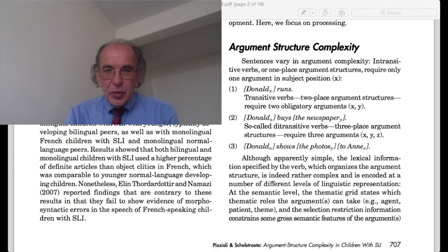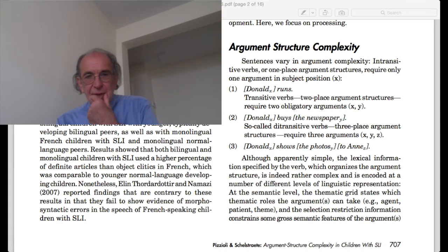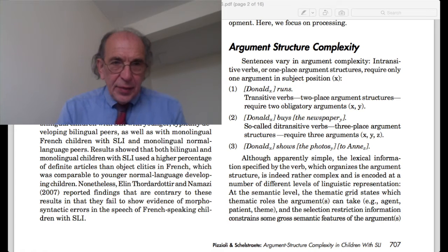The word put requires two complements, a noun phrase one and a prepositional phrase one. In that case, we're going to take the prepositional phrase as a second argument. It's required. Donald puts the photos. That's not a sentence. Donald puts the photos in the book. That becomes a sentence. It requires two arguments. Okay, so that's what they're talking about, argument structure complexity.